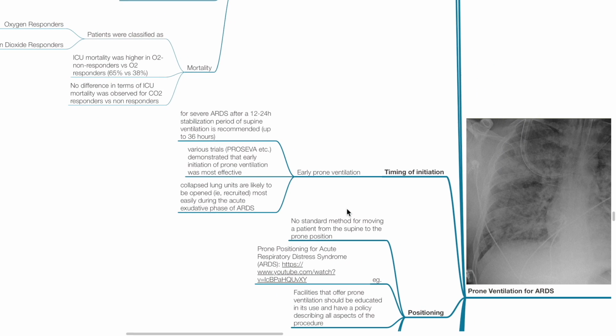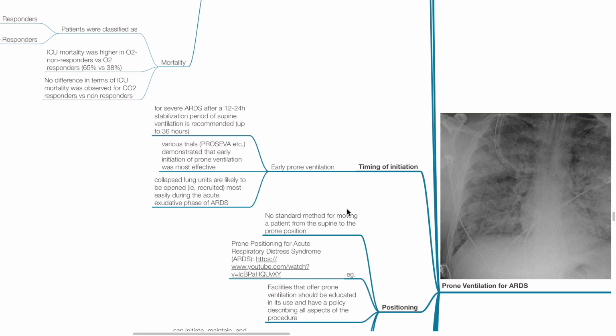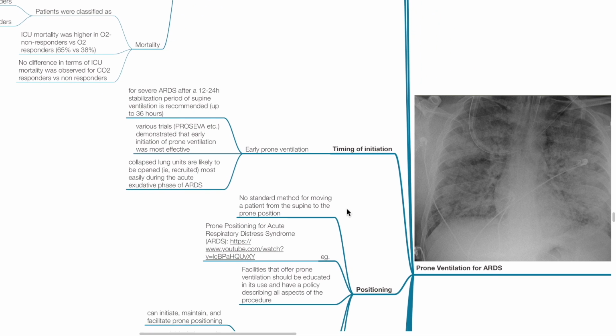Timing of initiation of prone ventilation for ARDS. For severe ARDS, after a 12 to 24 hour stabilization period of supine ventilation is recommended. Various trials such as PROSEVA demonstrated that early initiation of prone ventilation was most effective. Collapsed lung units are likely to be opened or recruited most easily during the acute exudative phase of ARDS.